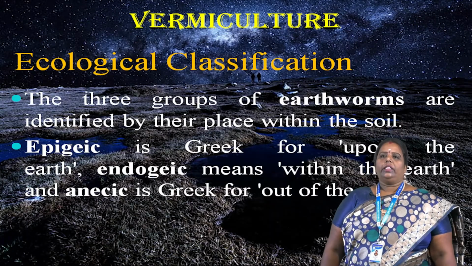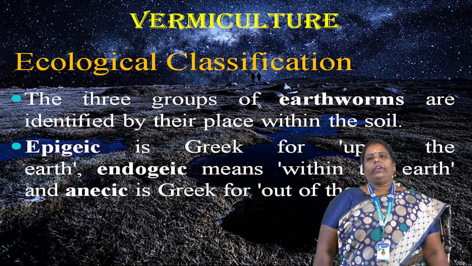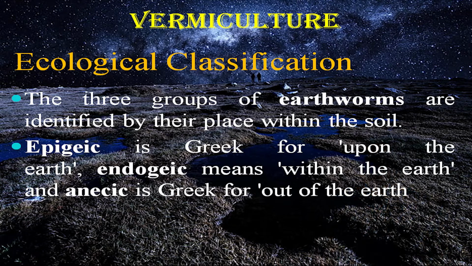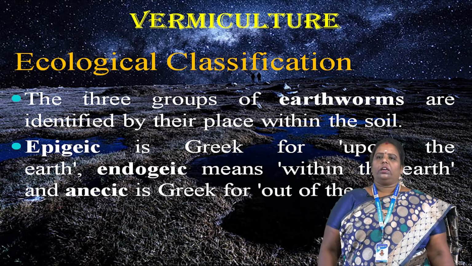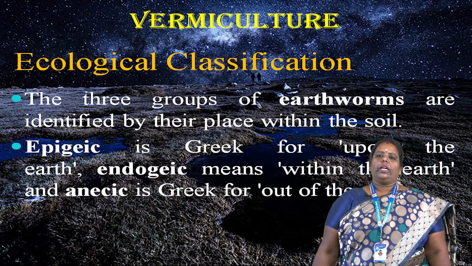Earthworms are already identified in three groups by their habits within the soil. Epigeic is a Greek word meaning upon the earth, on the surface of the earth. Endogeic means within the earth, in between the earth. Anecic means out of the earth, that is, in deep soil. So that form is anecic.